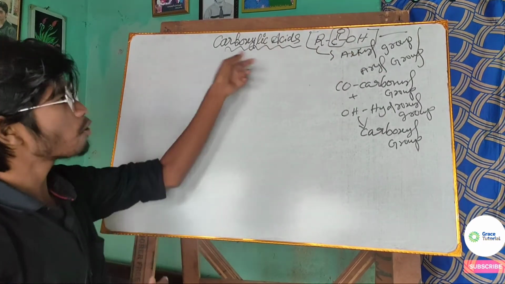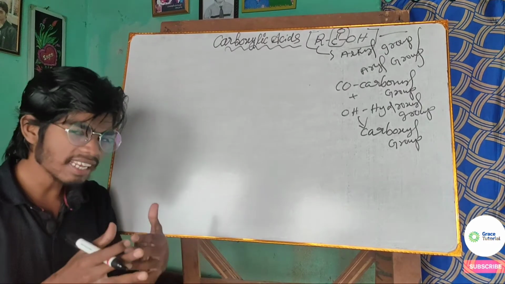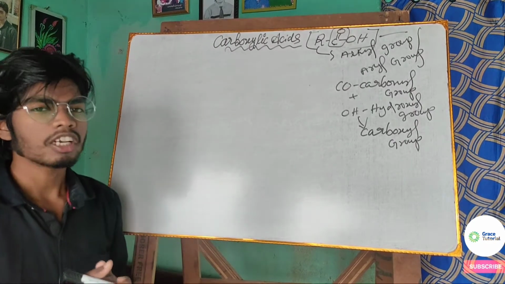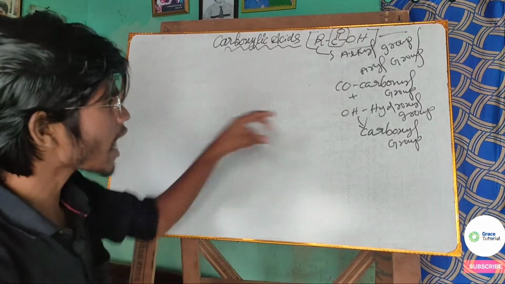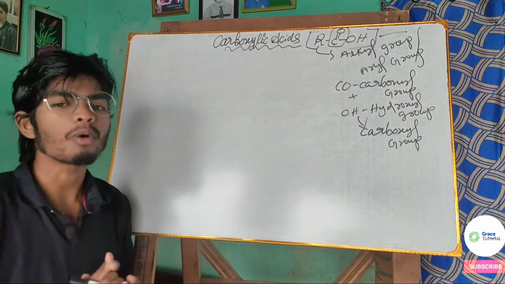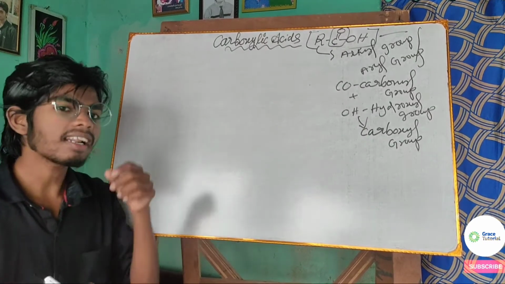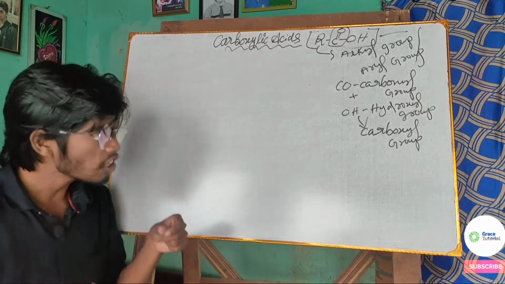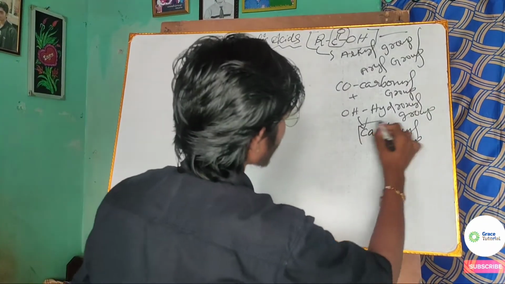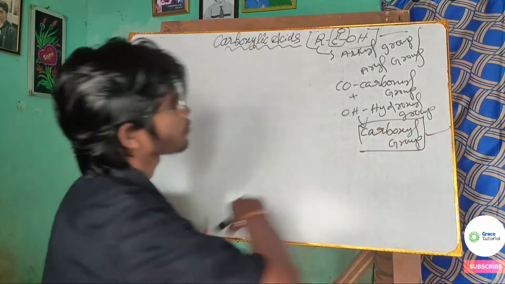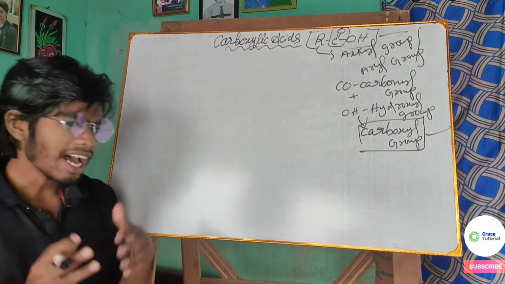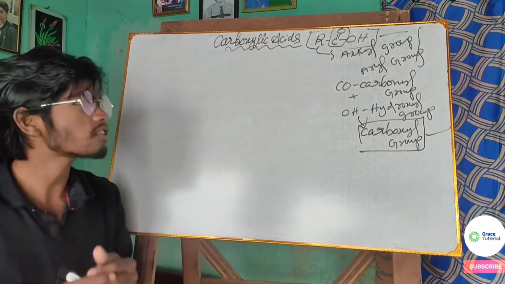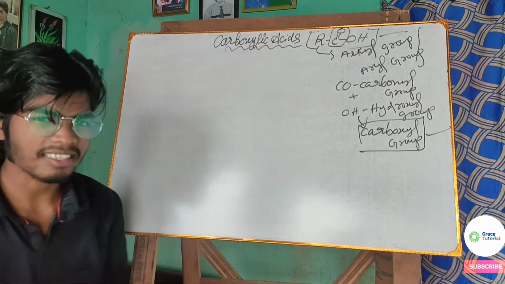So what do carboxylic acids mean? Carboxylic acids are the organic compounds which contain both the carbonyl group as well as the hydroxyl group. Or you can say carboxylic acids are the organic compounds which possess the alkyl group along with the carboxyl group. Now let us look at some of the examples of carboxylic acids.